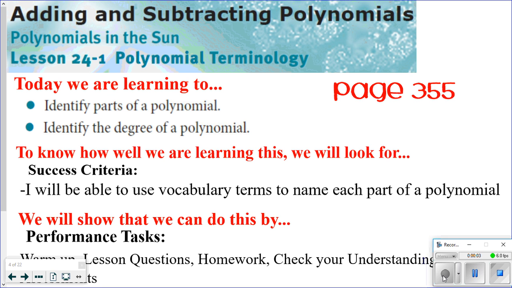Open your book to page 355. We're starting a new activity today, which is activity 24, and it's called Adding and Subtracting Polynomials. But first, this lesson 24.1 is all about polynomial terminology. So we're going to be looking at a lot of vocab terms. So the first learning target is to identify parts of a polynomial and identify the degree of a polynomial.